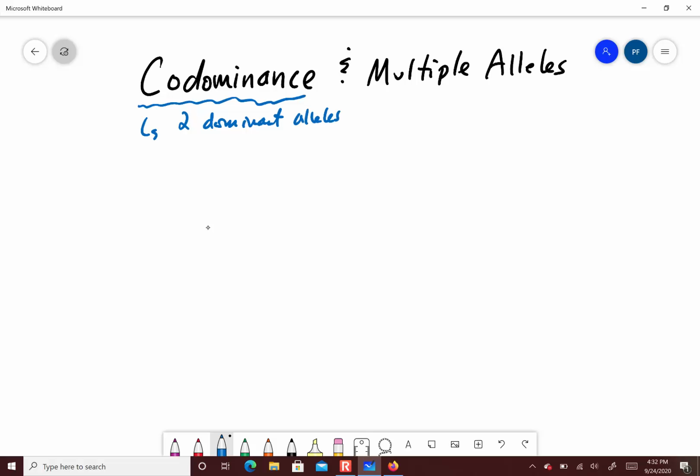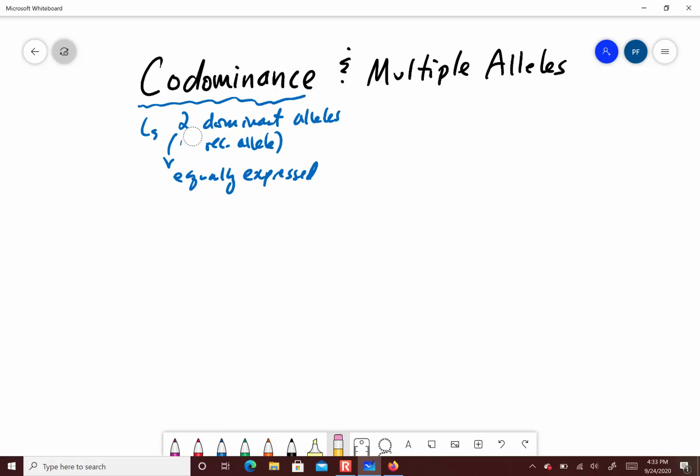Right, so not just one dominant allele, but two dominant alleles. And we are also still going to have one recessive allele. But the name codominance, like co is together, right? Like cooperative, together. So two dominant alleles still have a recessive, but the important difference is two dominant alleles. And these two dominant alleles are equally expressed.